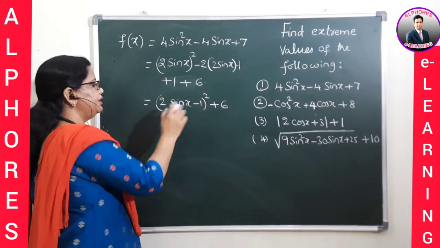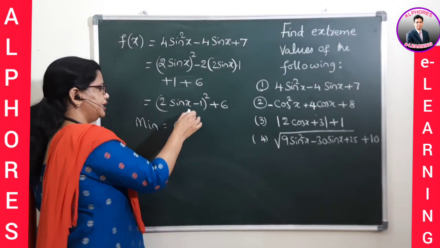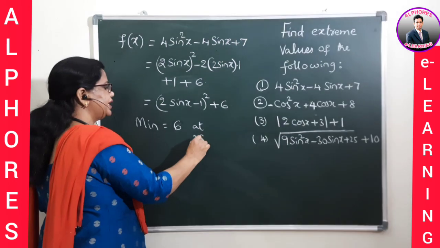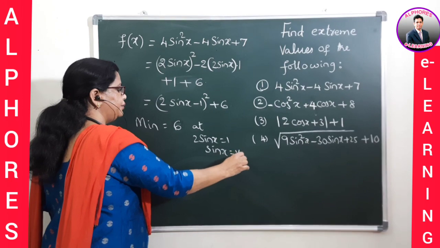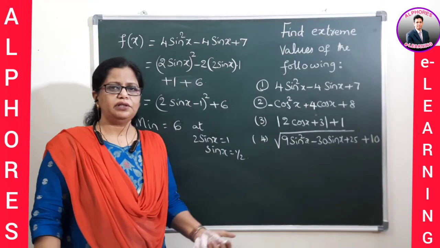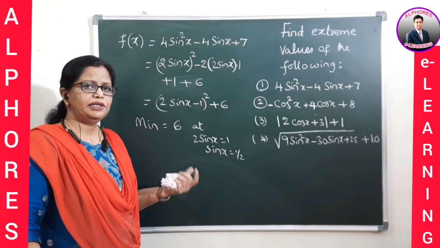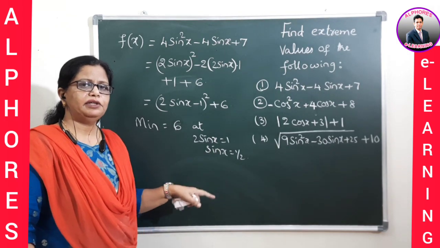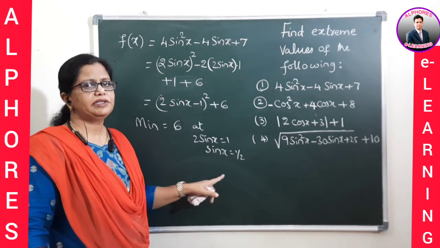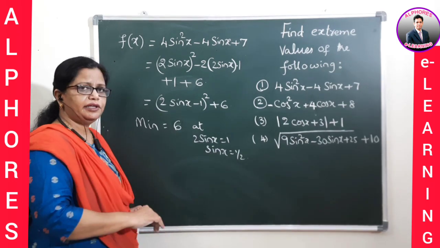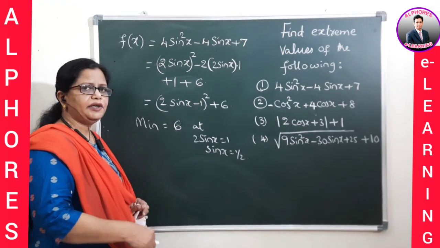And what about the formula for this one? The minimum is nothing but 6. But at what value do you get it? Whenever 2 sin x is equal to 1, that implies sin x is equal to 1 by 2. But the dangerous thing with the sin function or cos function, students, is that you must take care of the range also. What is the range of sin and cos? It is between minus 1 and plus 1. So you got a value which is between minus 1 and plus 1. Hence here we are on the safe side. That means the minimum value you can consider is 6 itself.